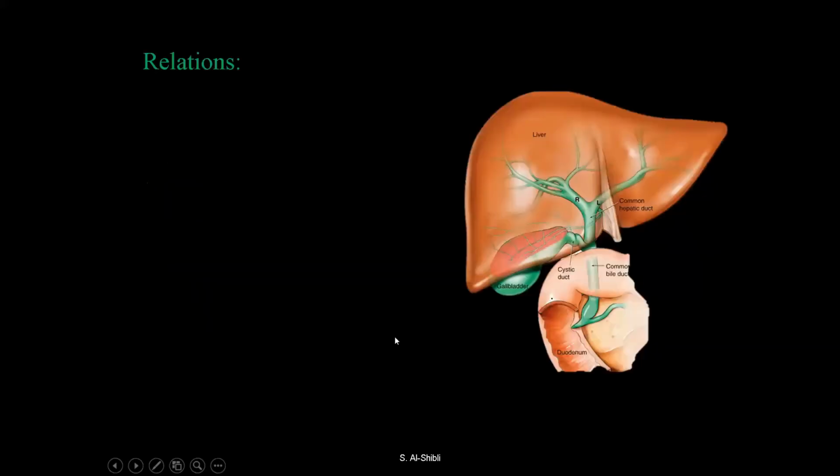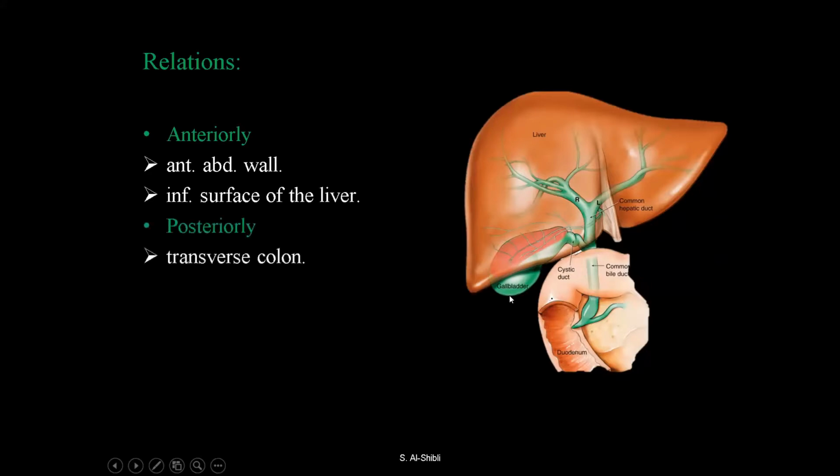The relations, as you see: anteriorly, we have the anterior abdominal wall and the inferior surface of the liver. Posteriorly, we have the transverse colon and the first and second parts of the duodenum. This is the main important relation of the gallbladder.